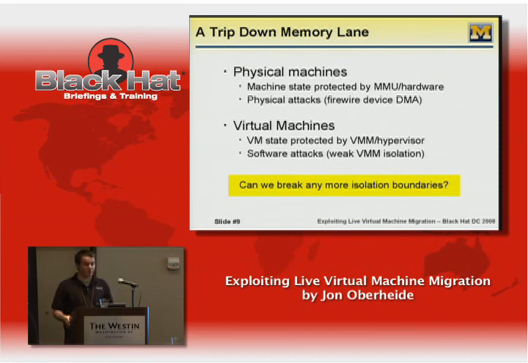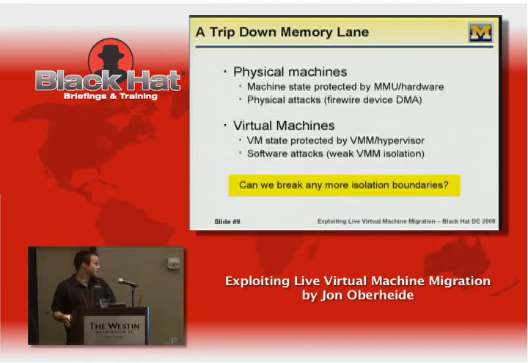Then virtual machines came along, and suddenly we no longer have this protection by hardware mechanisms, but we have a software layer protecting the state of our operating systems. And we all know that hypervisors aren't perfect, and bugs in them can weaken the isolation between multiple virtual machines. So an attacker with control of one virtual machine may be able to write the state of another virtual machine that's within the same hypervisor.